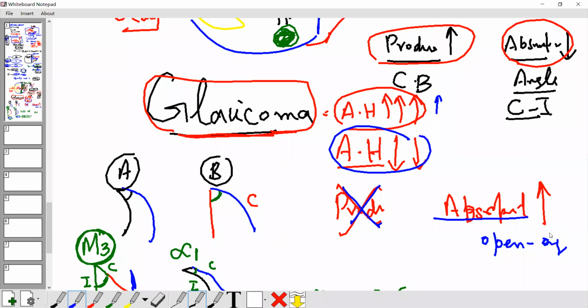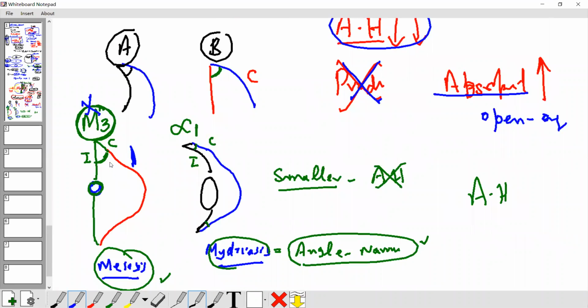So meiosis is done by M3. So a drug acting on M3 will help you in glaucoma. Understand? Can you use a drug that blocks M3 in glaucoma? If you block M3, what happens with the angle? If you block M3, it means you are doing mydriasis.